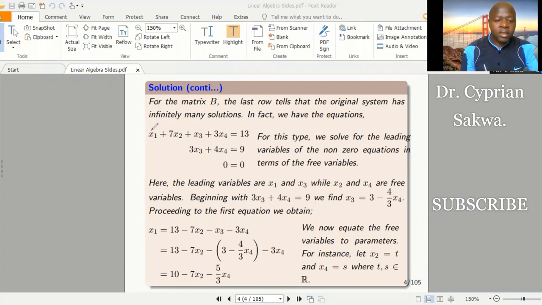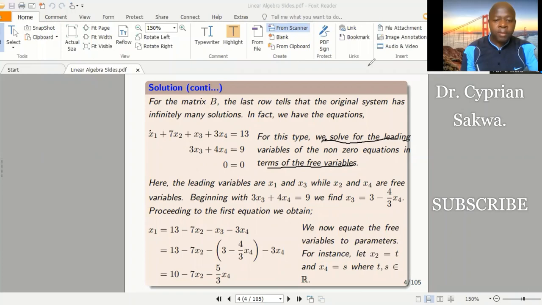So this is a leading variable. This is another leading variable. So x1 and x3 are leading variables. x2 is not leading, and x4 is also not leading. So these are free variables. So I've said that here the leading variables are x1 and x3, while x2 and x4 are free variables. So we solve for the leading variables of these non-zero equations in terms of the free variables.